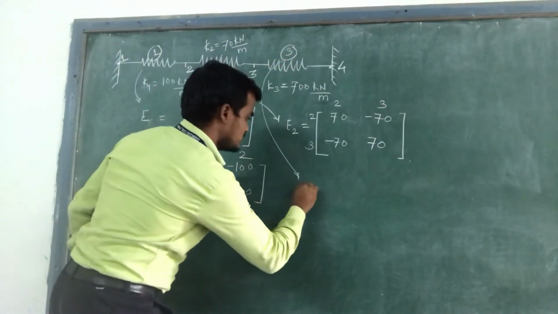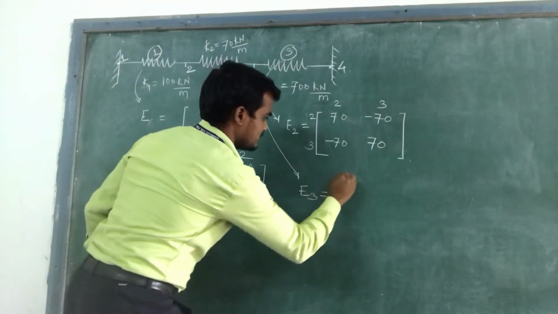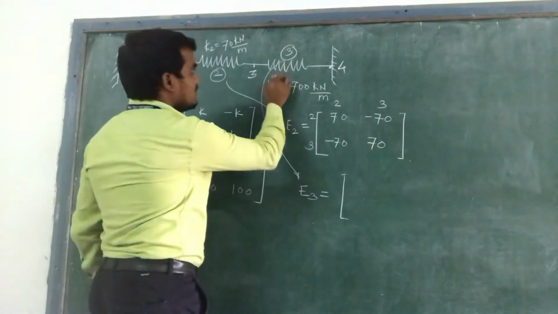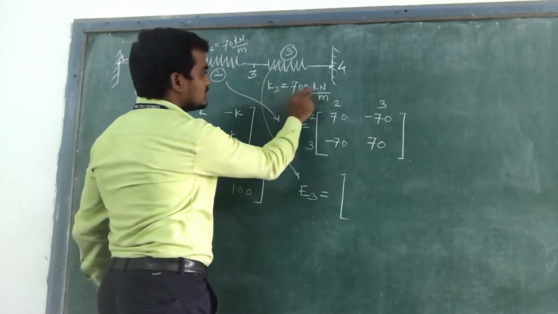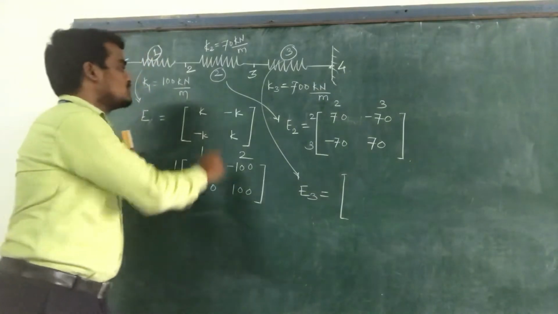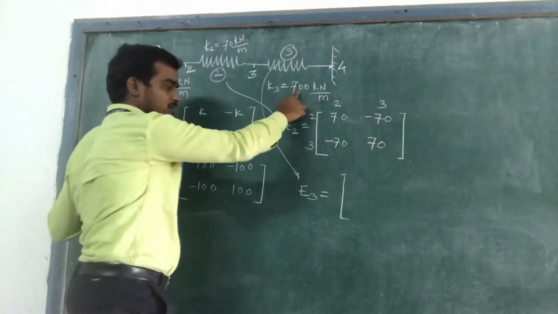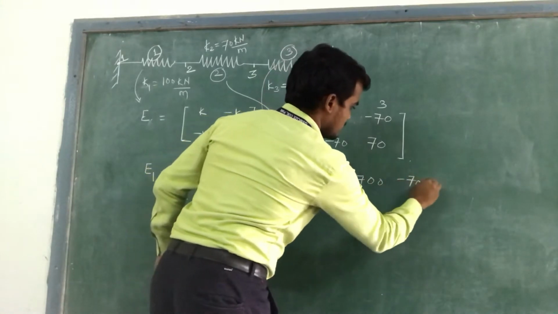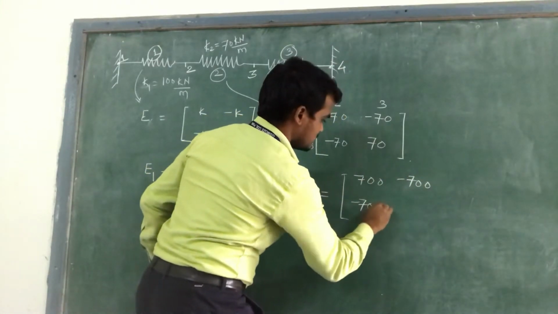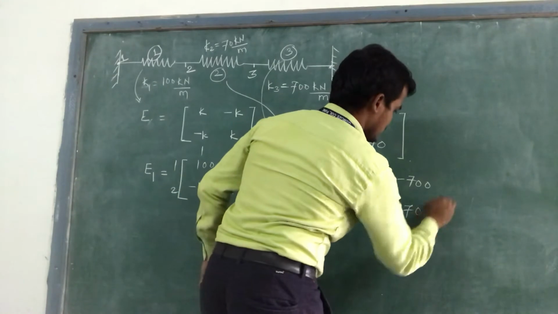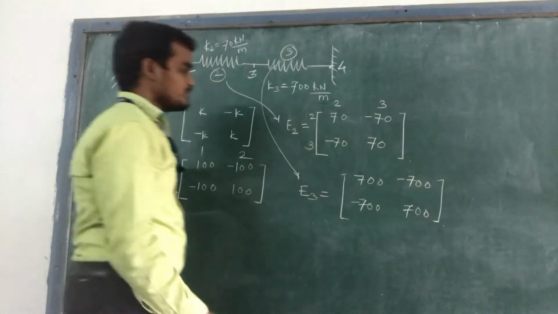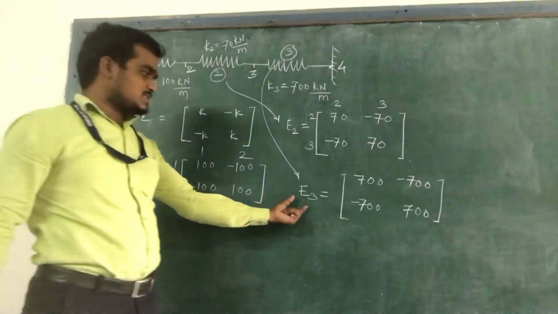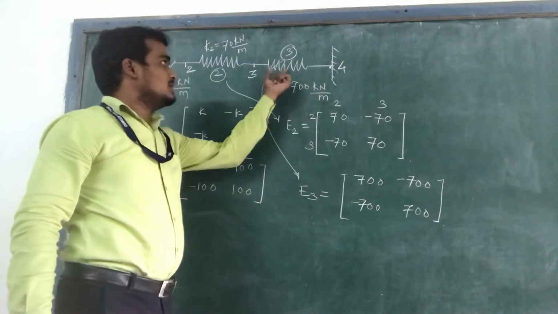The elemental stiffness matrix K3 is given as, the value of K3 is given as 700 kN per meter. So instead of this K, write down 700. You will get the elemental stiffness matrix 700, minus 700, minus 700 and 700. So in this way you will get the elemental stiffness matrix for the third element.